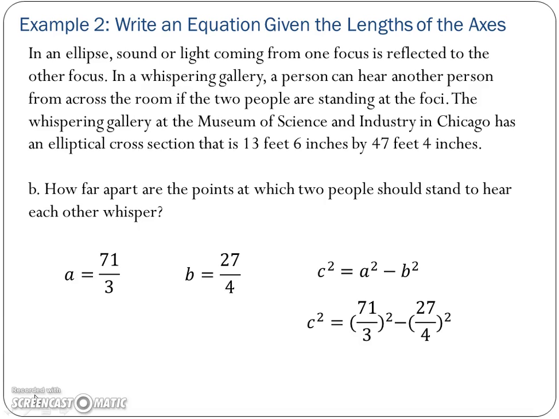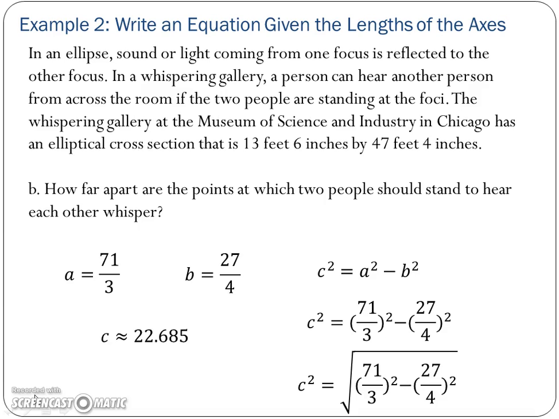So we do 71 over 3 squared minus 27 over 4 squared. We get about 45.37, which is what 2c equals. C equals 22.685. Therefore, 2c equals 45.37. The points where two people should stand to hear each other whisper are about 45.37 feet, or 45 feet and 4 inches apart.